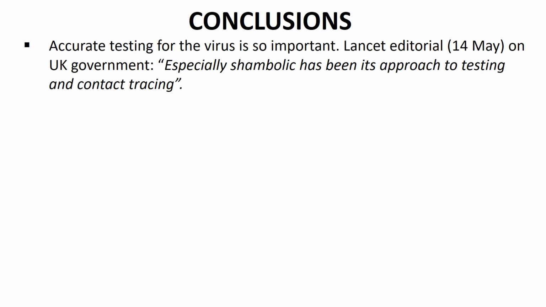Okay, we've reached the conclusions section. First conclusion is that accurate testing for the virus is extremely important, not just to know how many people are infected at any one time, but to be able to estimate instantaneous values of, say, R0 or case fatality rate. Or if you're easing lockdown, you have to know how many people are currently infected, because do you increase the lockdown or do you ease it even more?